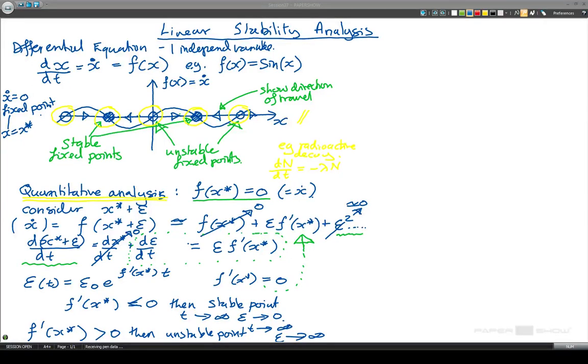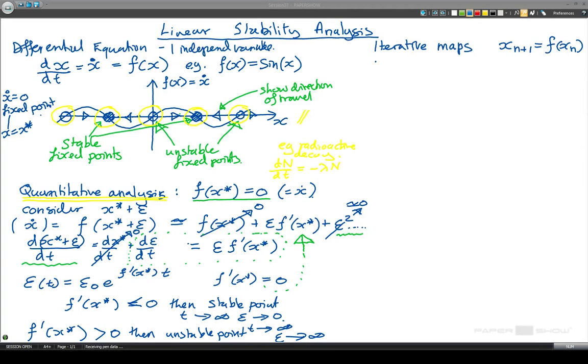Okay, so this is part 2 of linear stability analysis, and what we're going to look at is iterative maps. In this case, we have a system where the next value of our variable, x n plus 1, is given by some function of the previous value x n. So where previously we were looking at a differential equation where time is continuous, in this case, time moves forward in discrete steps.